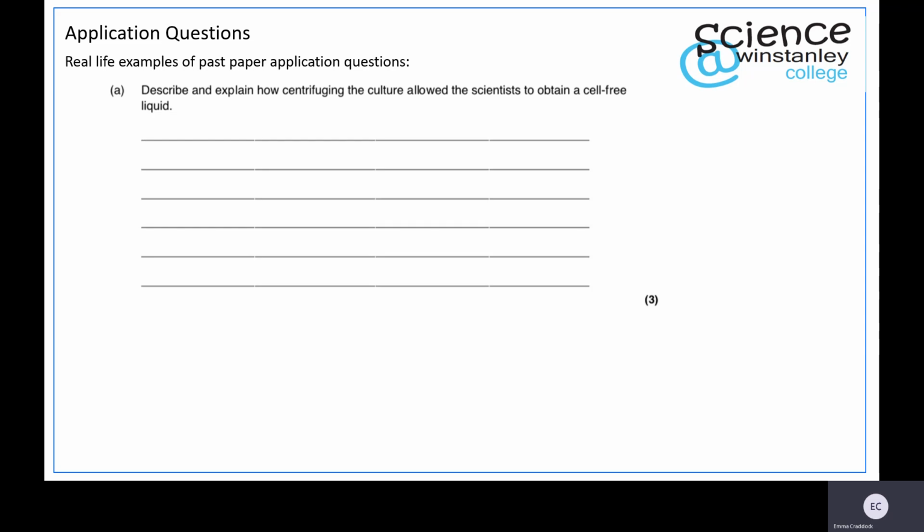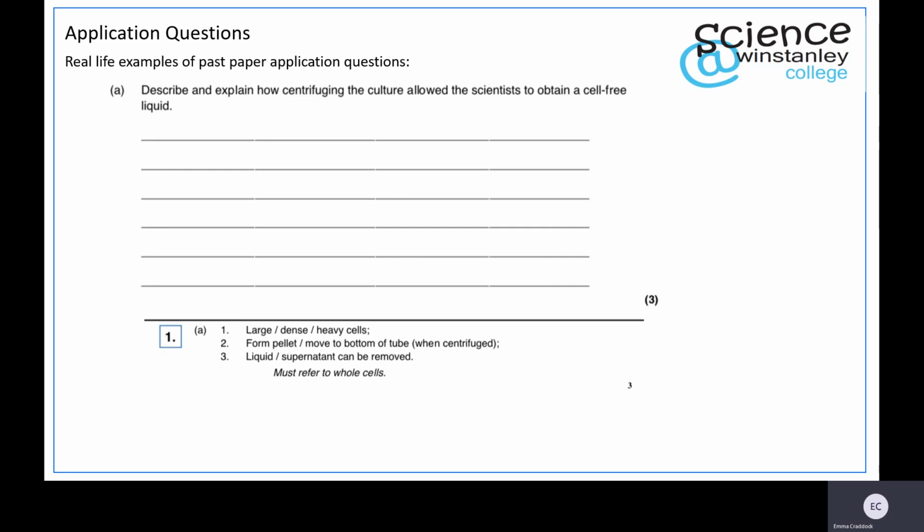The first one is to describe and explain how centrifuging the culture allowed the scientists to obtain a cell-free liquid. So you need to describe, so state what you're going to do and how you're going to do that, but then explain why you were doing it as well. You will get no marks if you do not add explanation in. You need to both state what you're doing, describe it, and tell me why you're doing that. Okay, pause the video and have a go at the question.